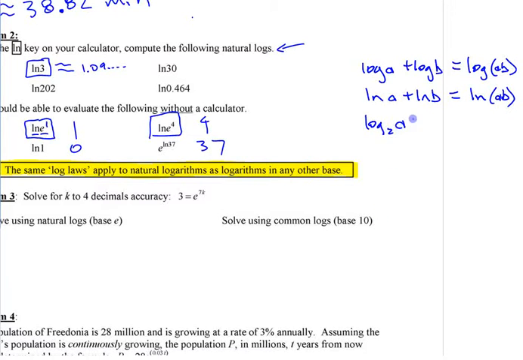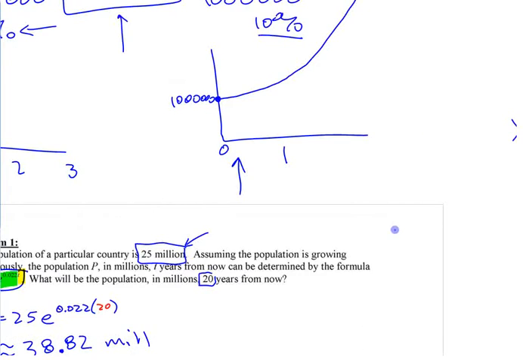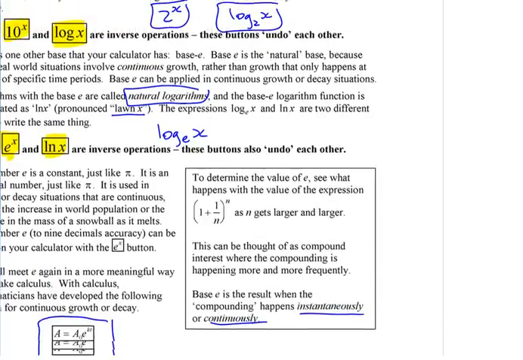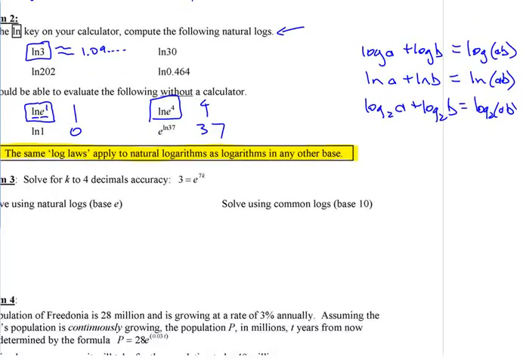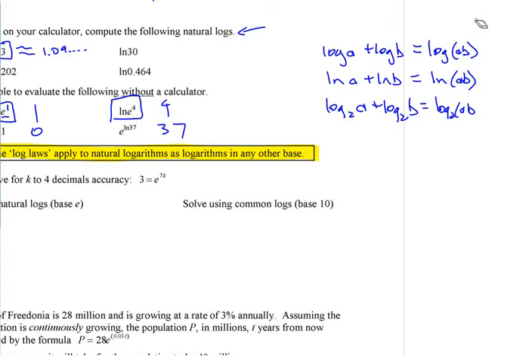All these rules work with any base logarithm, right? Log base 2 of A plus log base 2 of B. You've been using this rule all along here, right? Log base 2 of AB. All those rules work with any base you want. Okay, that's really good.